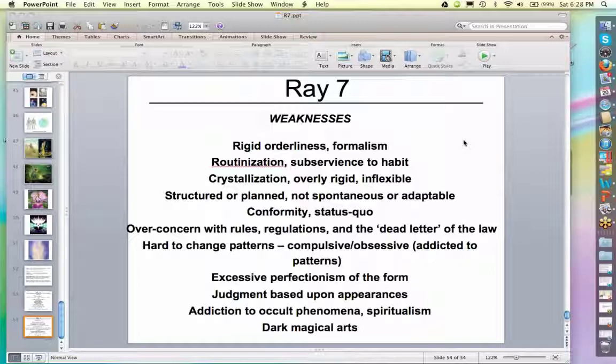Is there an easy way to do that? The first thing to do is to become familiar with the qualities pertaining to each ray. The more we understand what qualities go with each ray, the easier it becomes to see it around us, to see it in people on TV, celebrities, people in the news. And then we start to look at our family.